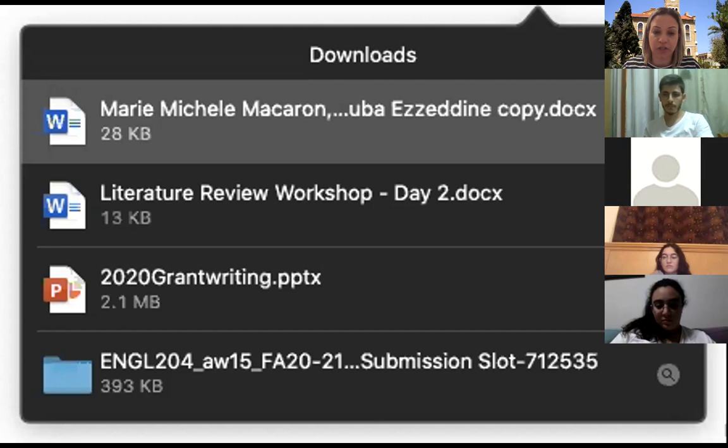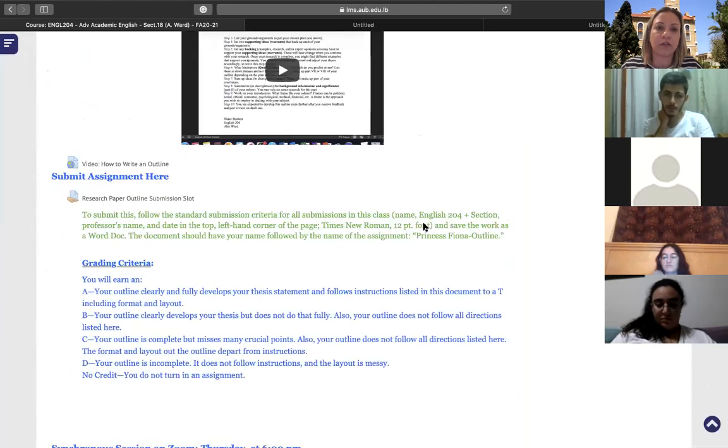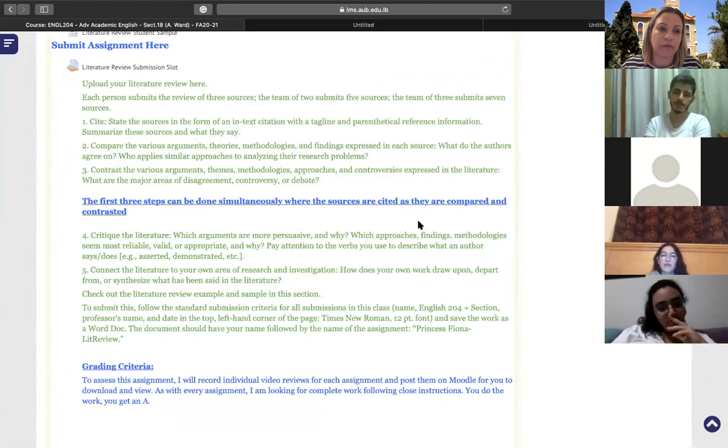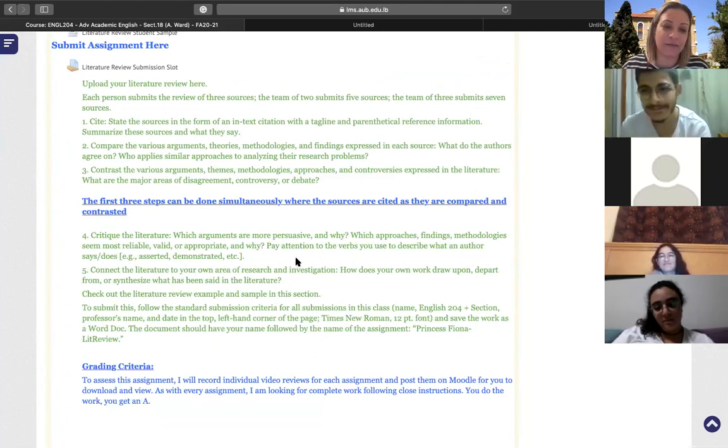Oh, you can't see my share. How come you can't see my share? Yeah. What is going on today? I can see the download. That is so weird. Okay, now you can see my share. So I was reading this part over here. Questions? I'm very technologically challenged today for some reason, messing things up.